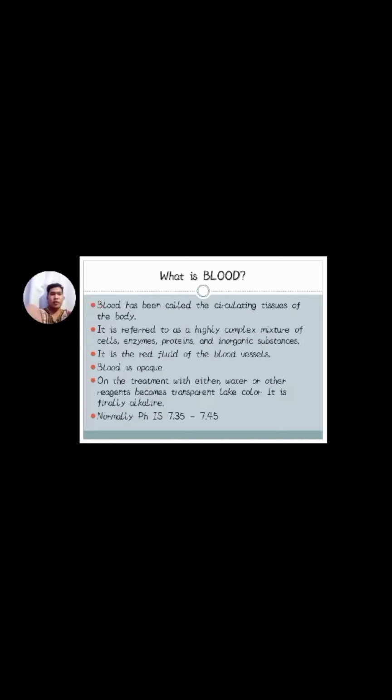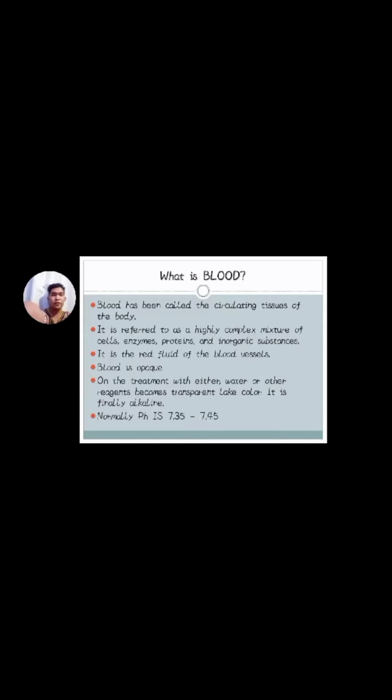So the second is, what is blood? Blood has been called the circulating tissues of the body. So kabalo na tanong, ang blood ay naga-circulate sa atong body para ta mabuhi. So naga-carry po siya mga proteins, enzymes and other substance na makatabang magpahimsog sa atong lawas. So it is referred to as highly complex mixture of cells, enzymes, proteins and inorganic substances. So naga-carry po siya mga substance like enzymes, proteins, inorganic substances.